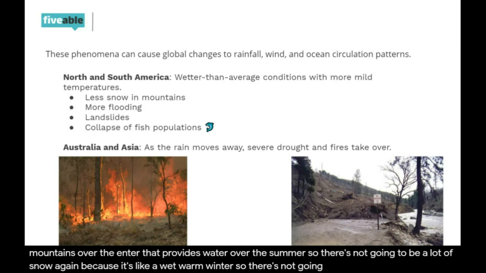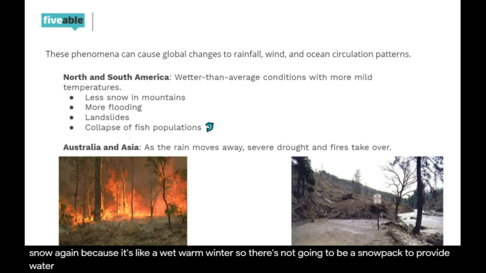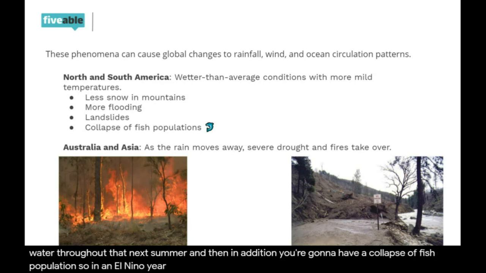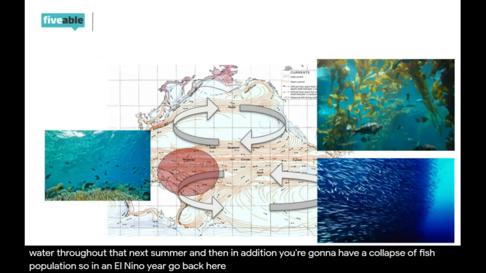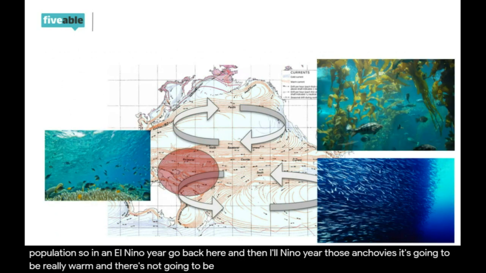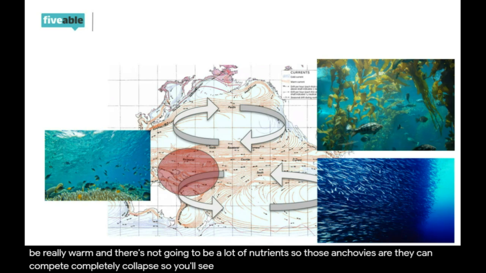So there's not going to be a snowpack to provide water throughout that next summer. And then in addition, you're going to have a collapse of fish populations. So in an El Nino year, those anchovies, it's going to be really warm and there's not going to be a lot of nutrients. So those anchovies can completely collapse. So you'll see a huge die-off or die-back of that population.